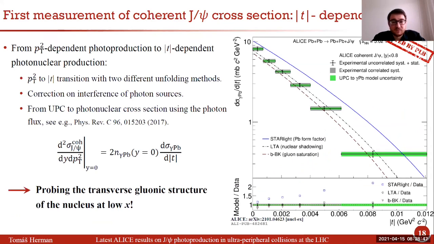To make the transition between the variables, there is an unfolding method which has been done in 2 different ways. There is also a correction on the interference of the photon sources. And to get from the UPC photoproduction cross-section to the photonuclear cross-section, one needs to use the photon fluxes. So after completing these steps, we are able to probe the transverse gluonic structure of the nucleus at low Bjorken-x.